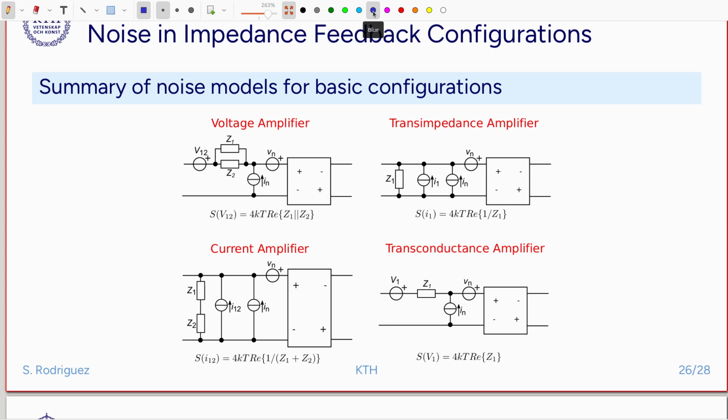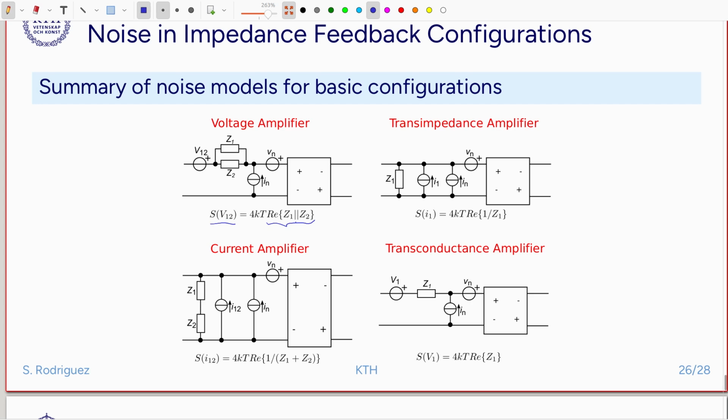So in general, we did the calculation assuming resistors R1 and R2, but they can be impedances, complex impedances. The model is going to be the same. What changes is that the input referred noise power density will depend on the real part of Z1 in parallel to Z2. So those are the ones that produce thermal noise, the real parts, the resistive parts.